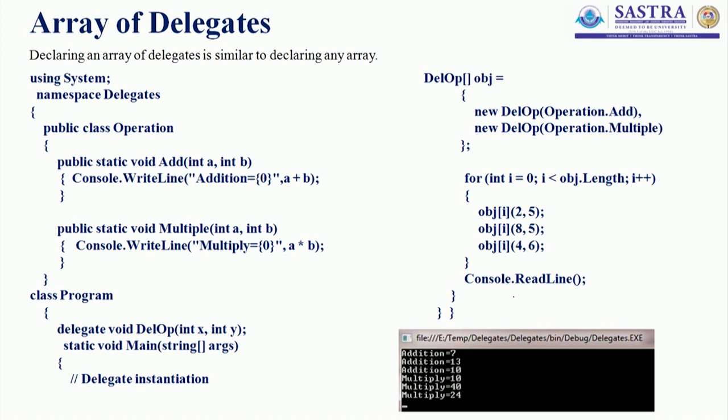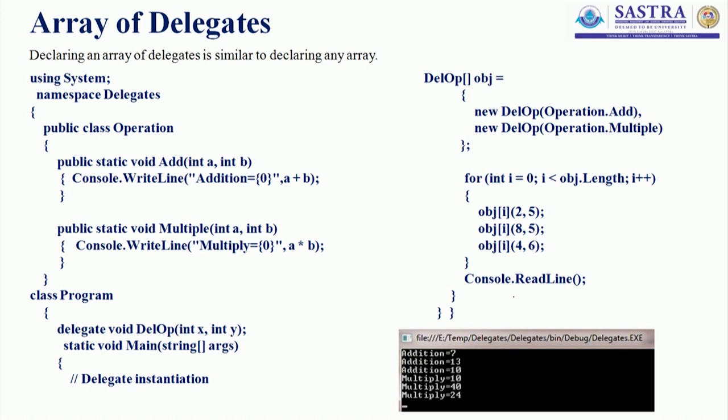We have another possibility for creation, something called an array of delegates. We know that delegates are going to be similar to our objects, right? So in our prior lectures, we have seen how an object array can be created, right? In a similar way, we have the provision for creating an array of delegates also.